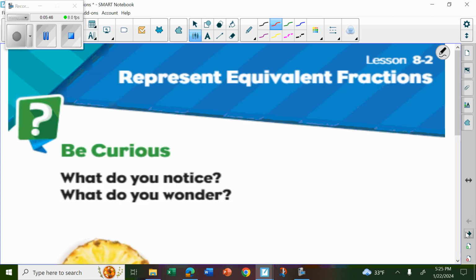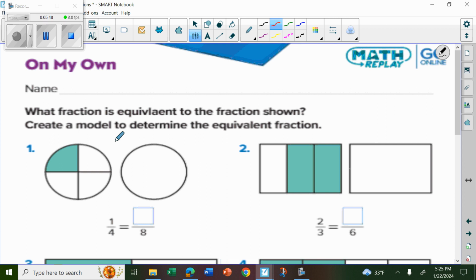Oh, wrong way. Sorry. Okay. Now, it says write a fraction. What fraction is equivalent to the fraction shown? Create a model to determine the equivalent fraction. Okay, right here, 1 out of 4, 1/4, right? This one says we have to break it into how many parts? The denominator says we need to break it up into 8 parts. So I'm going to do my very best. Oh, not very good, am I?